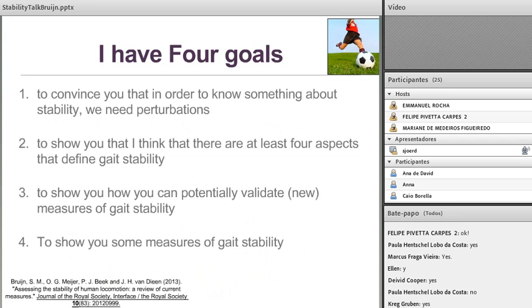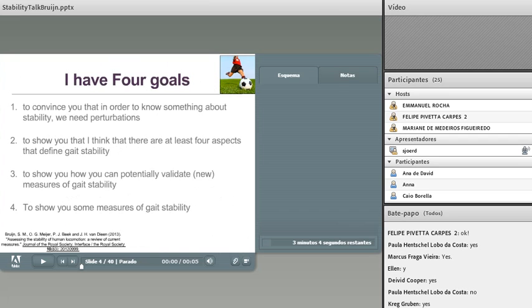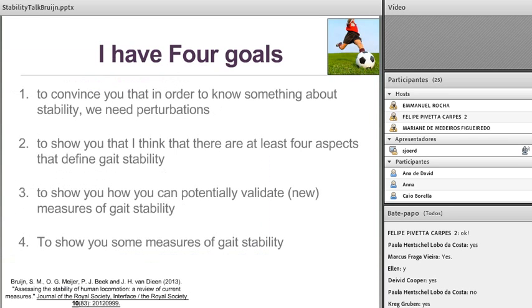By giving this talk, I basically have 4 goals, and I hope Brazil will score 4 goals as well in a match right after this talk. The first goal is to convince you that in order to know something about stability, we need perturbations. The second goal is to show you that there are at least 4 aspects that define gait stability, so that you can't do it with just one thing.